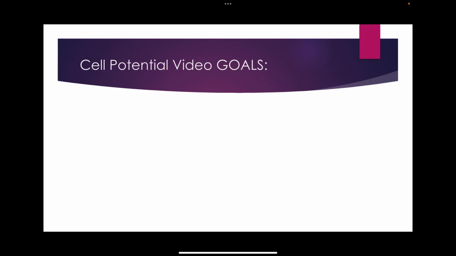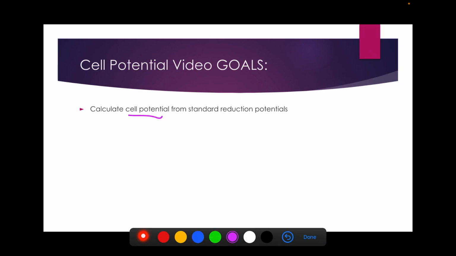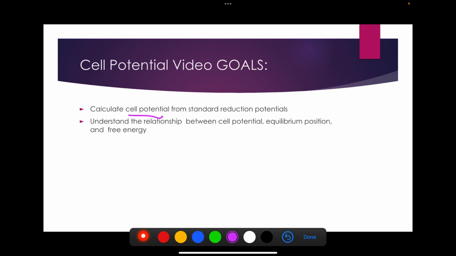Welcome to the cell potential video. By the end of this video, you should be able to calculate cell potential from standard reduction potentials, and you should understand the relationship between cell potential, equilibrium position, and free energy.